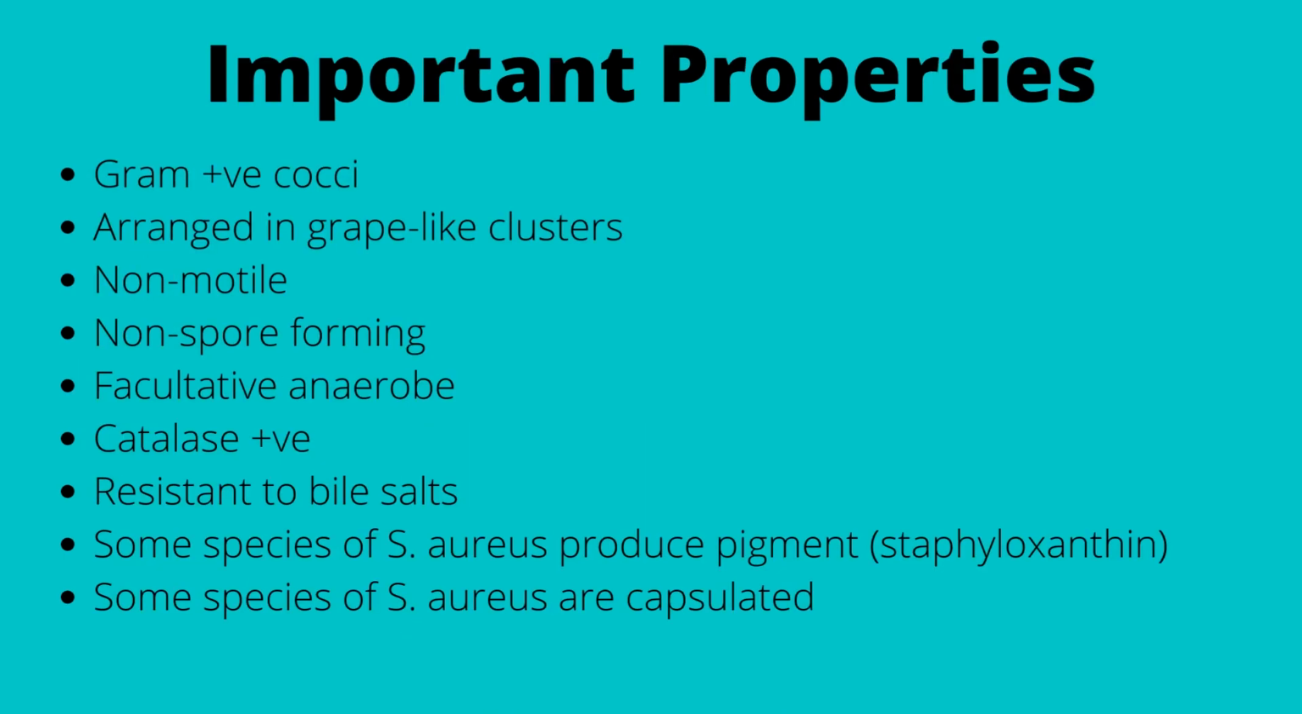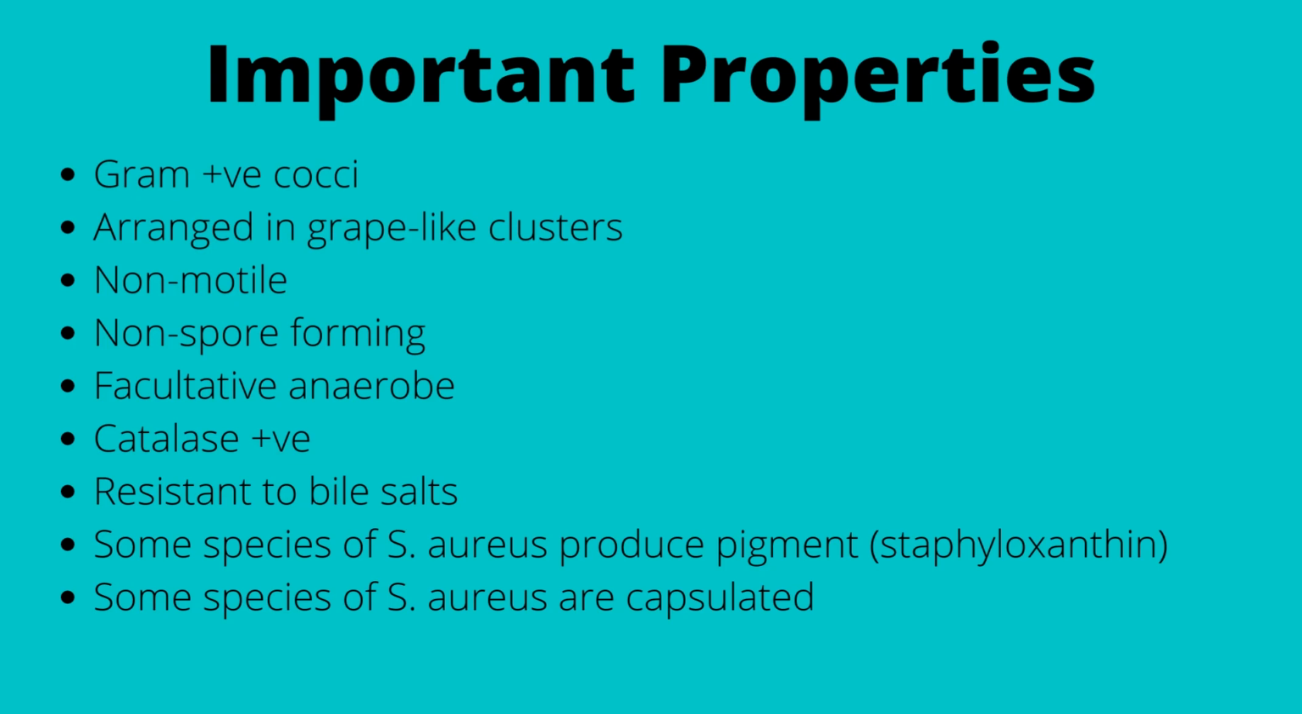epidermidis. The important properties of this genus include they are gram-positive cocci arranged in grape-like clusters on microscopy. They are non-motile, non-spore-forming, facultative anaerobes. Biochemically, they are catalase positive and resistant to bile salts.